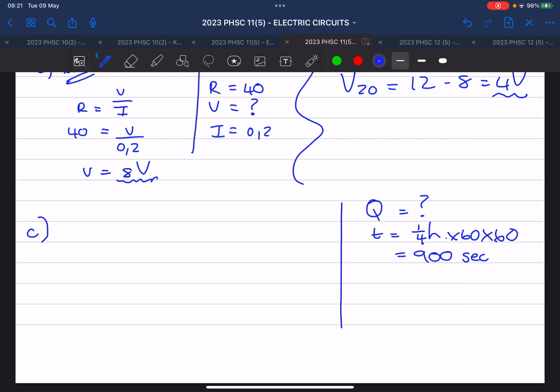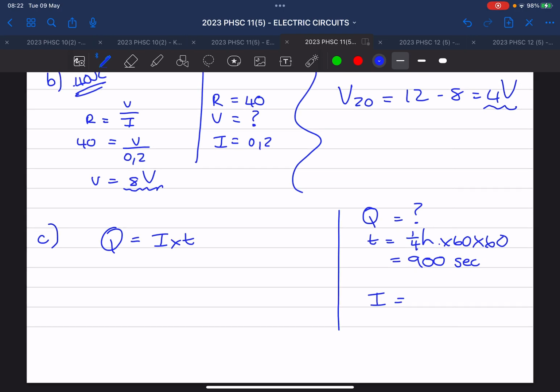All right, Fatima, now what? We have quantity of charge is equal. Well, okay, so you said they ask Q, so let's go to a formula that fits with that. Q is I times t. So I want I. What is I?